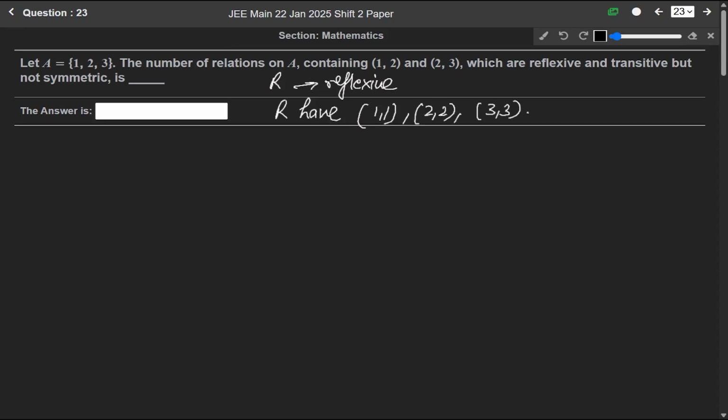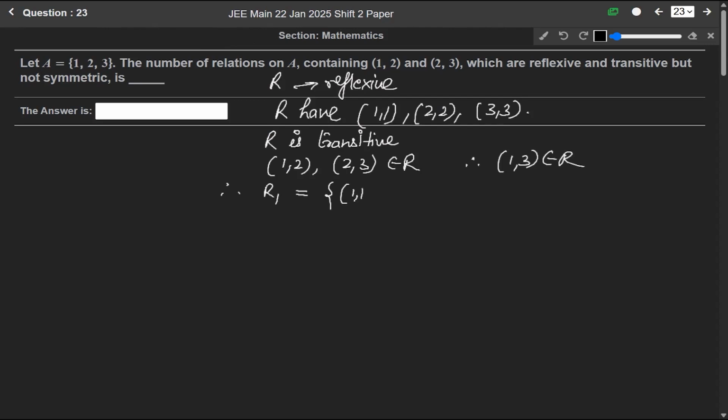Okay, and if R is transitive, then since (1,2) and (2,3) belong to R, therefore (1,3) also belongs to R. So therefore this R1 will be equal to {(1,1), (2,2), (3,3), (1,2), (2,3) and (1,3)}.